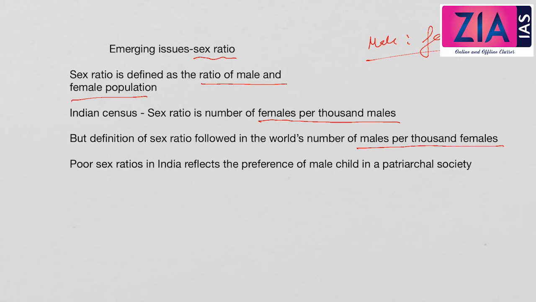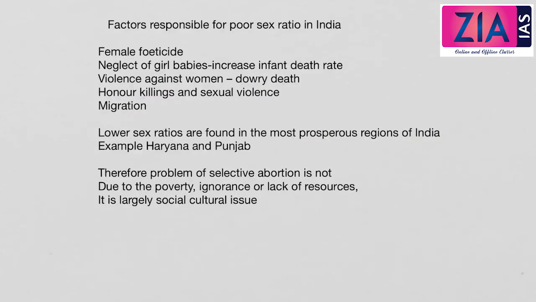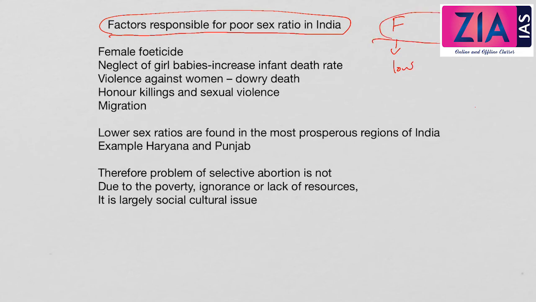In India, how is it? India uses number of females per 1,000 males. But when you see globally, males per 1,000 females is taken as the sex ratio definition. Next is factors responsible for the poor sex ratio in India. We know that there is a poor sex ratio, that is, the number of females is always low compared to males. That is the meaning of lower sex ratio, and there are certain factors to that.